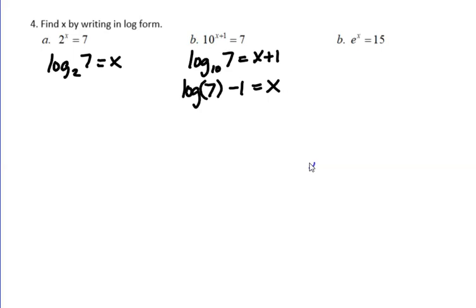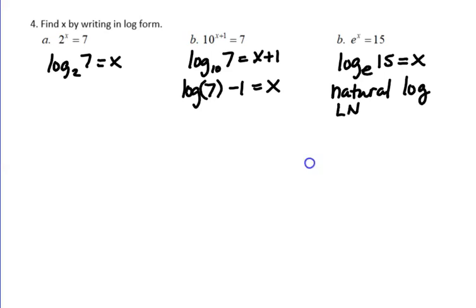Here, if I wrote this in log form, it would look like this. Log base e of 15 equals x. But log base e is a special base, just like log base 10 is called the common log. Log base e is called the natural log. And in French, that would be pronounced with the adjective second, log naturel. And so ln is the abbreviation for natural log. So we would write natural log of 15 equals x.